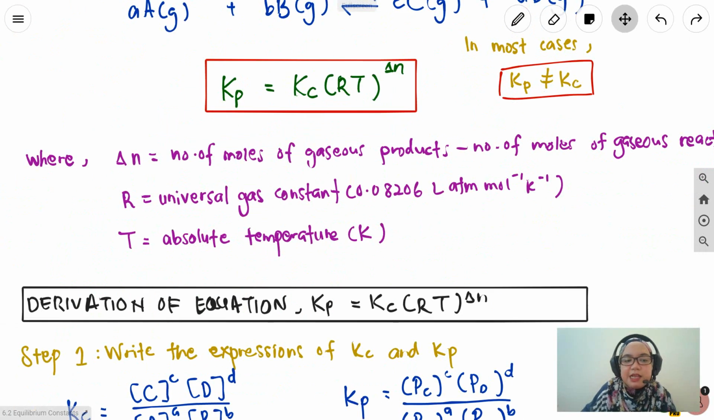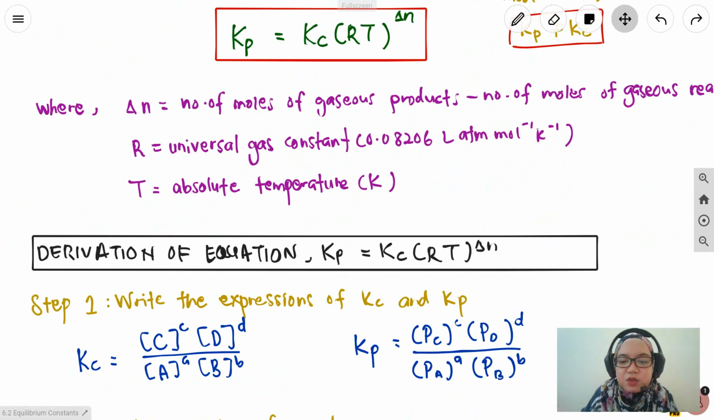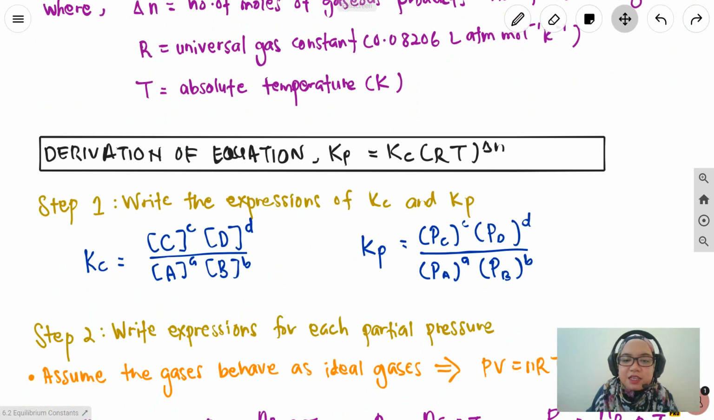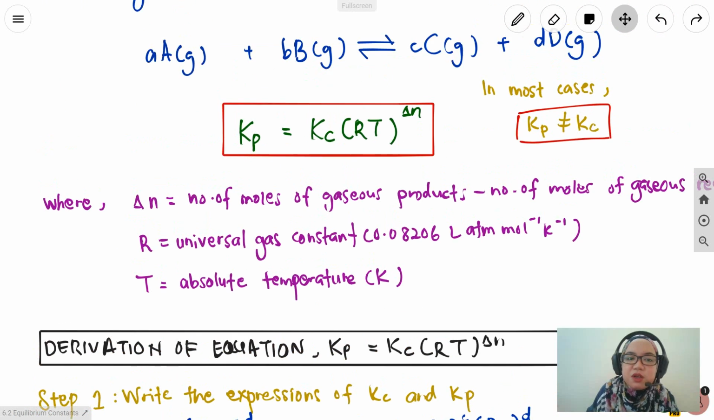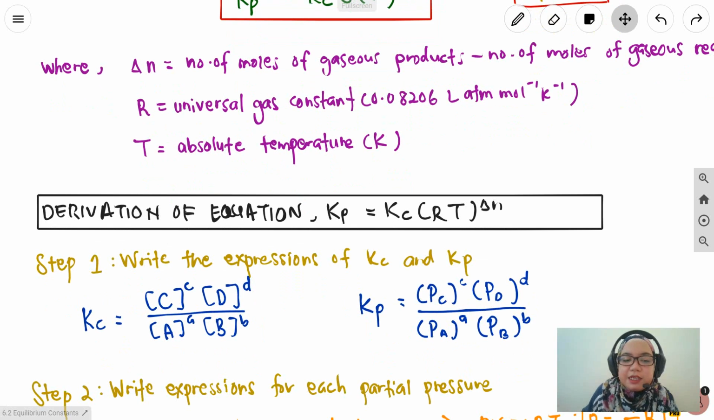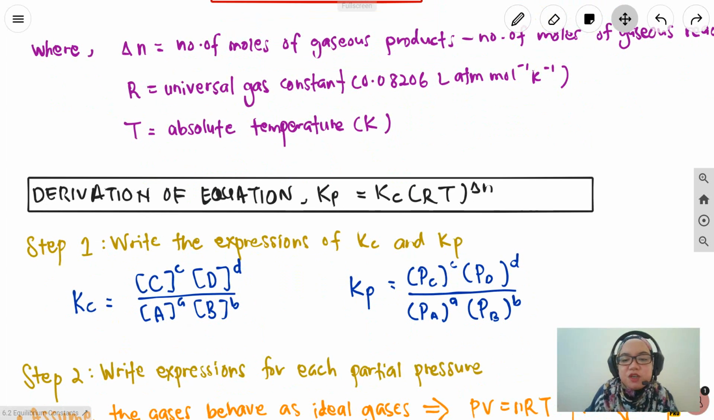So now, let's look at the steps on how to derive the equation Kp equals Kc RT to the power of delta N. Okay, first step, we are going to write the expression of Kc and Kp. So note that we are going to consider this general chemical equation: aA plus bB form cC plus dD. So we write the expression for Kc and Kp.